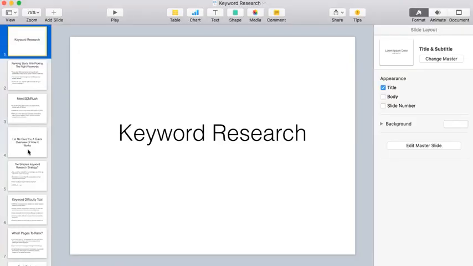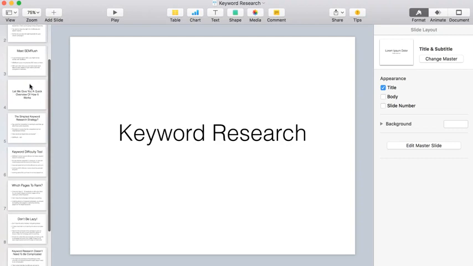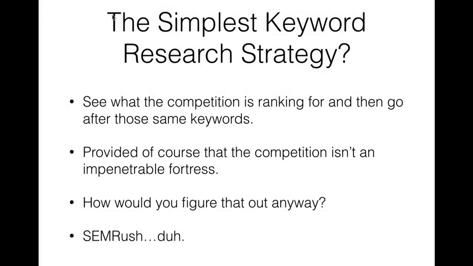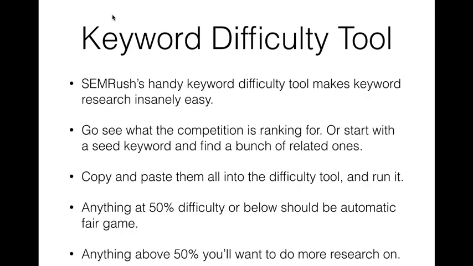Okay, where were we on this? All right, cool. Let's dive back into the presentation here. The simplest keyword research strategy, literally, is just to see what the competition is ranking for and then go after those same keywords, provided, of course, that the competition isn't an impenetrable fortress. How would you figure that out? Well, you would use SEMrush for that. The cool thing about SEMrush, and the reason I'm going on about it here, is they have a really amazing tool that makes keyword research so simple.